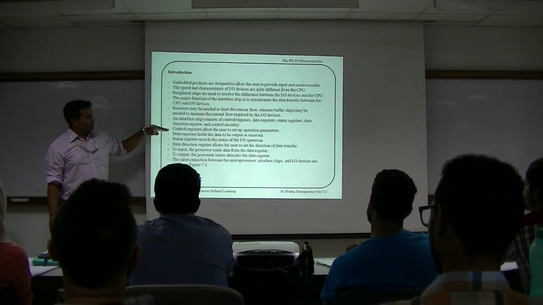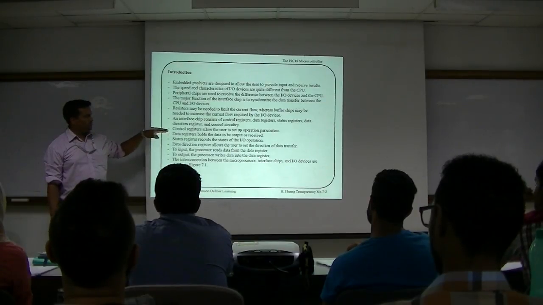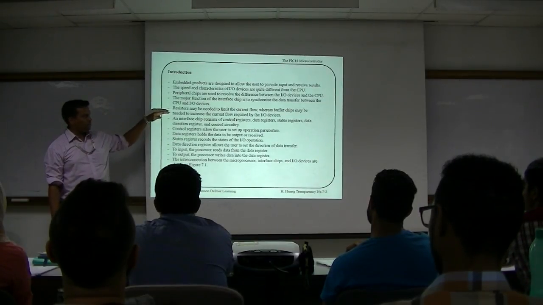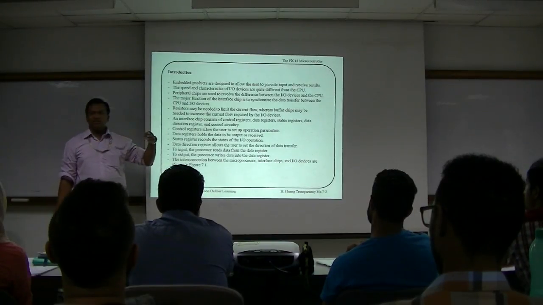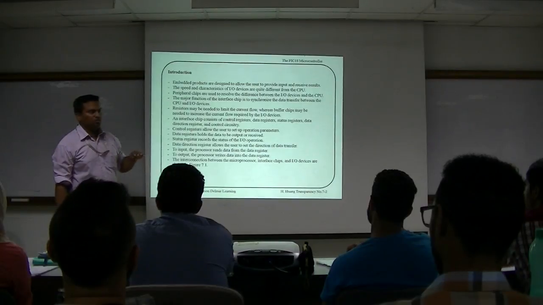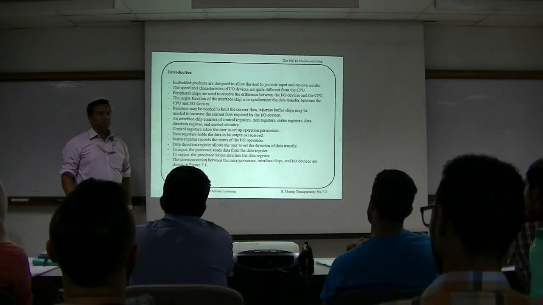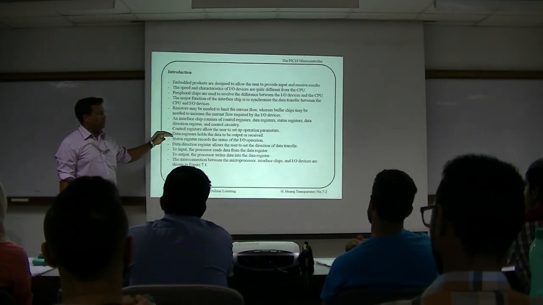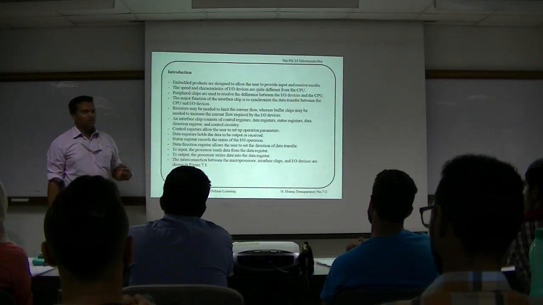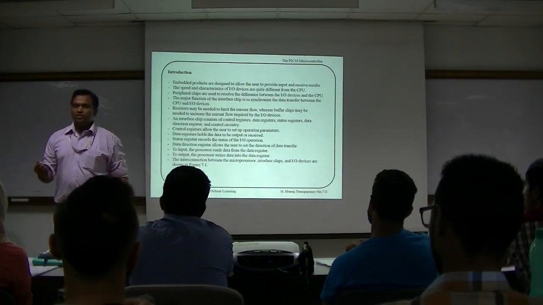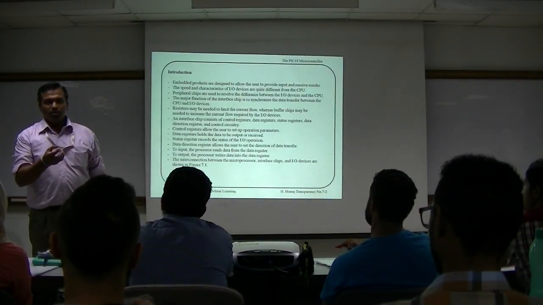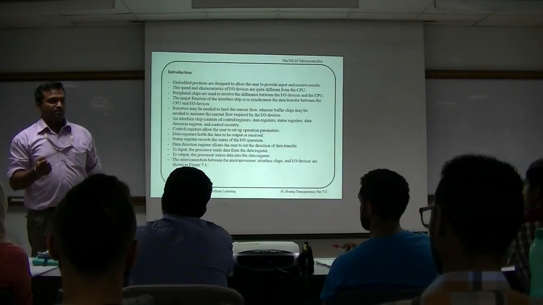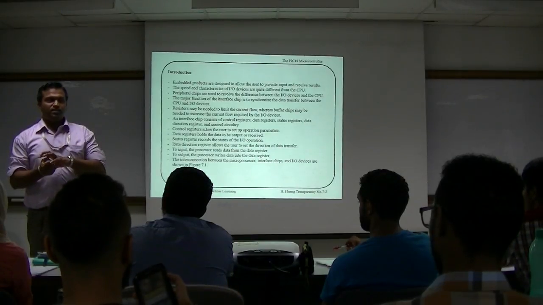Now, control registers allow the user to set up operation parameters. So these are some of the functions of those registers. You can use them whether you want to do a read function or a write function. Data registers hold the data to be output or received. Whenever there's an input, the input value will be held at the data register. So at least you can read from the data register.